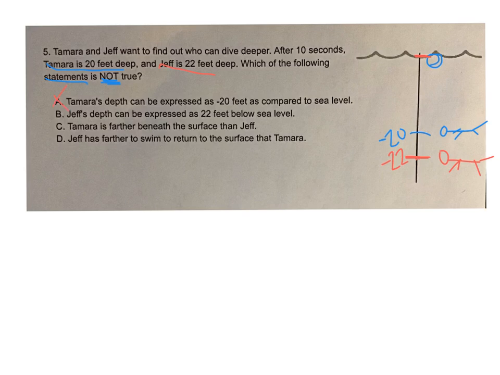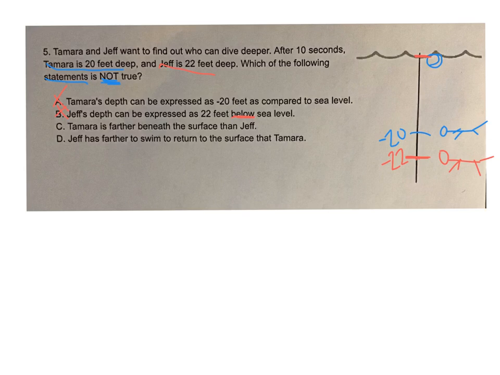Okay, Jeff's depth can be expressed as 22 feet below sea level. I see that below sea level. And 22 feet doesn't have the negative, so it's representing the 22 feet below. I think that's true. Don't you think, Miss McCall? I think so too, because normally when I see the word below, that takes care of the negative sign for me. So in the last one, it didn't say below sea level, it said compared to it, but this one's already telling me it's below. So that's why it doesn't have to be negative. Right, so that is true. So not our answer. Okay, so B is not it.